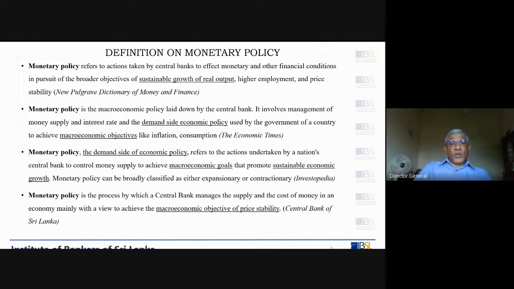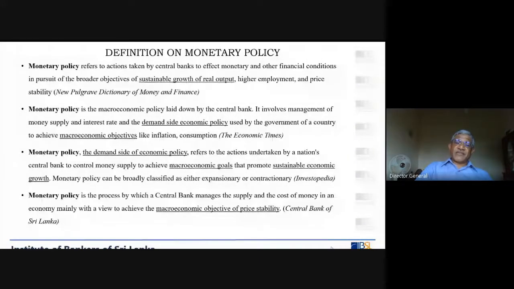Okay, now we see, even though there are many different definitions, they have a common objective. What is that? Everywhere you can see now, all the definition slides refer to macroeconomic. So then monetary policy is a macroeconomic policy, basically macroeconomic policy. And also it is taken by the central bank. For what purpose?